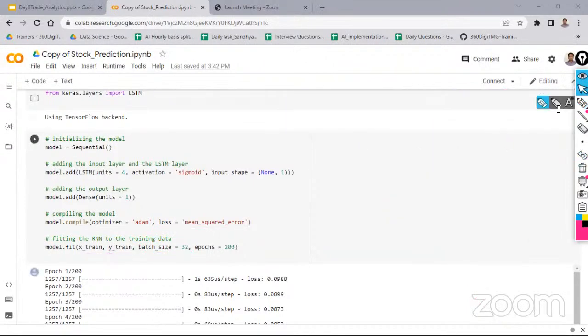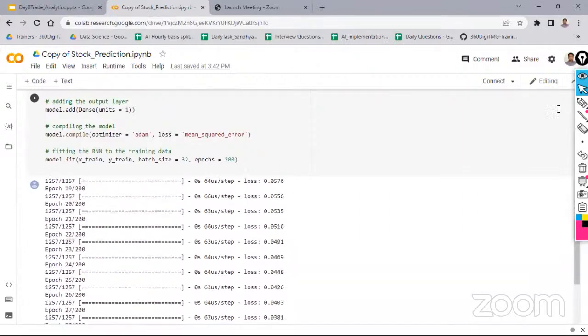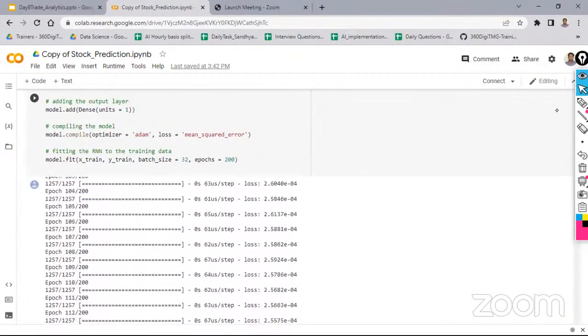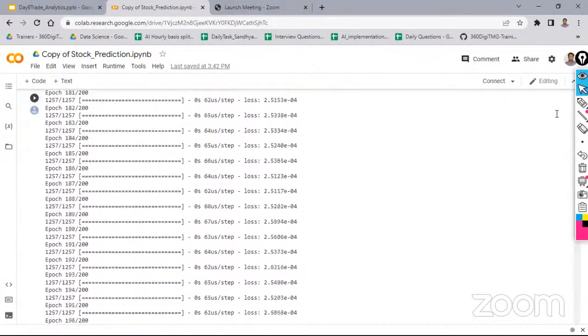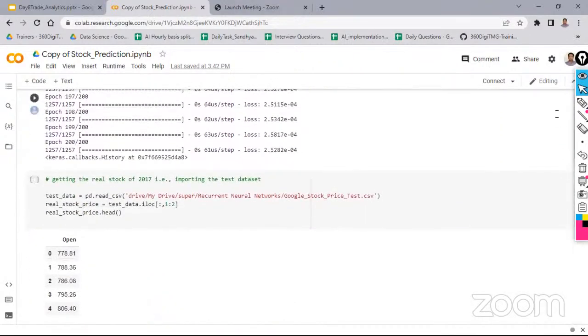So now we are running the batches with a number of epochs and making the loss value less. You can see that initially the loss will be 0.09. As it decreases, it reduces and becomes almost equal to 0.